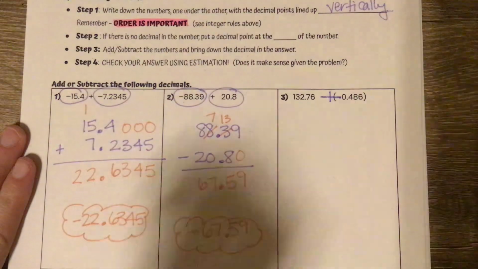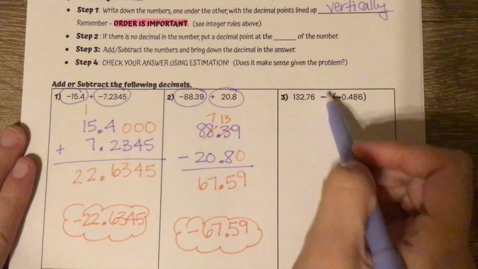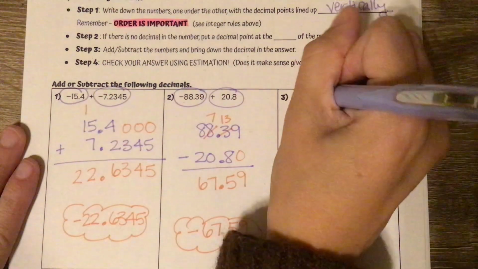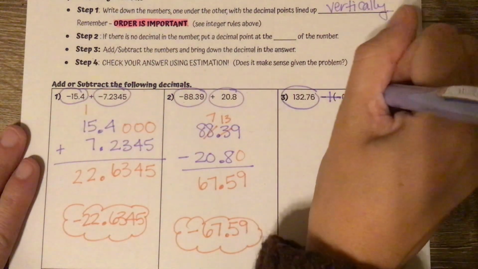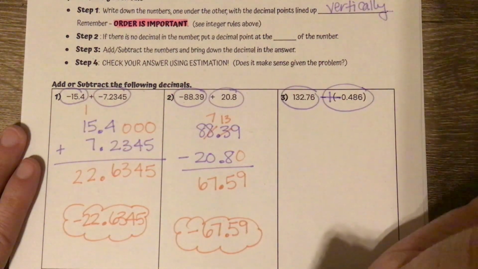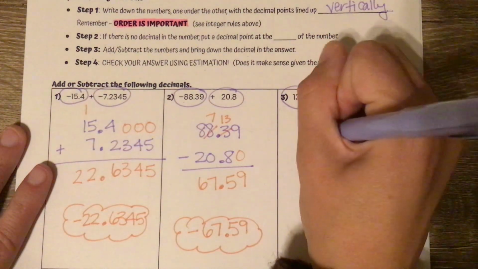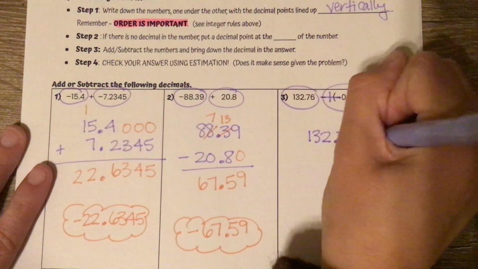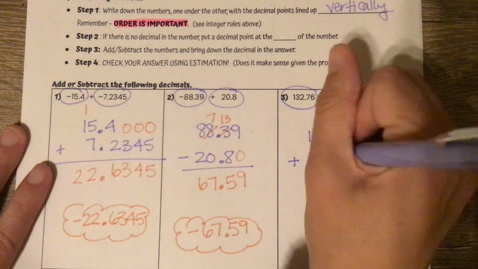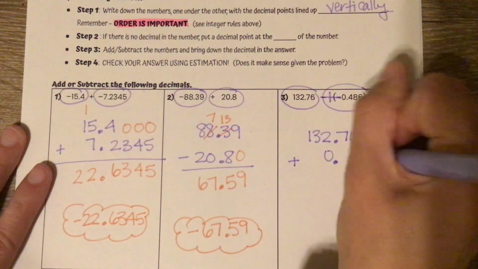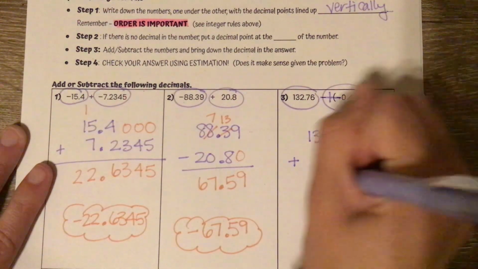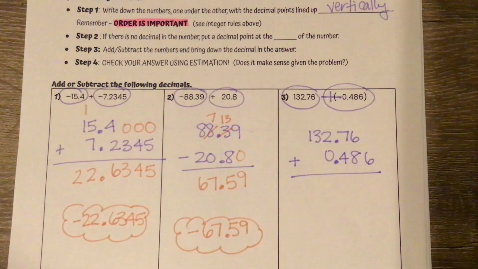Okay, for number 3, whenever we see that minus a negative, we turn it into a plus or a positive. So we have positive 132.76 and we have positive 0.486. Since they are the same, we add 132.76 plus, line up our decimals, 0.486. Add in any zeros as needed and add.